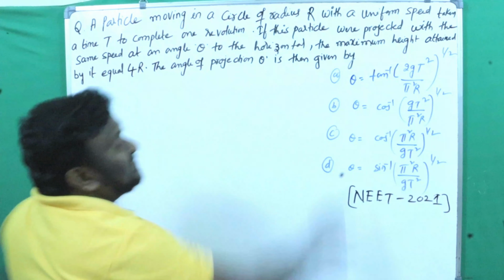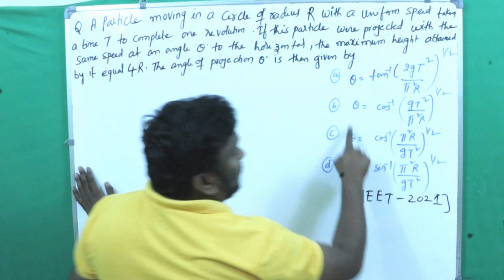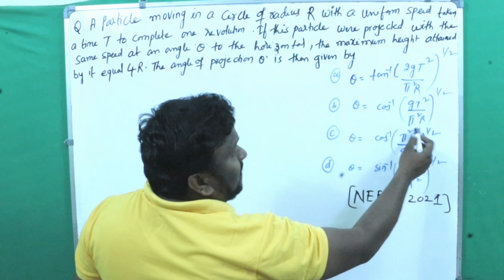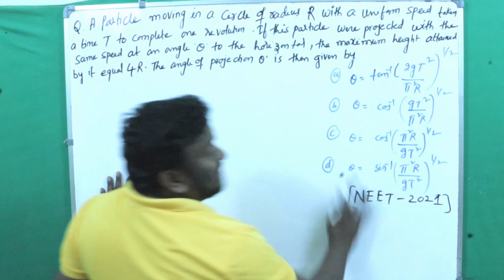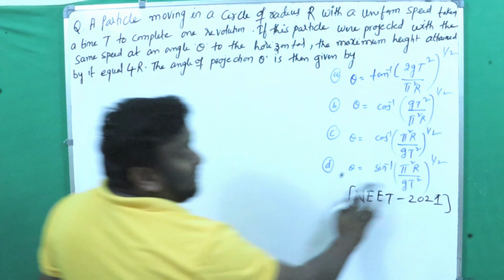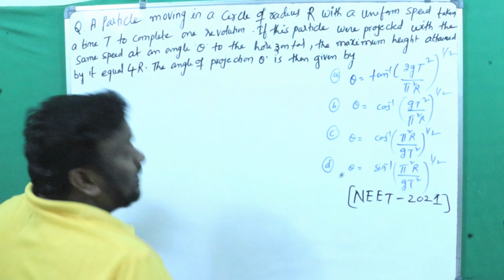Options are given. A: theta is equal to tan inverse of (2g t square by pi square r) whole to the power of 1 by 2. B: theta is equal to cos inverse of (g t square by pi square r) whole to the power of 1 by 2. C: theta is equal to cos inverse of (pi square r by g t square) whole to the power of 1 by 2. D: theta is equal to sin inverse of (pi square r by g t square) whole to the power of 1 by 2. So these are the options.